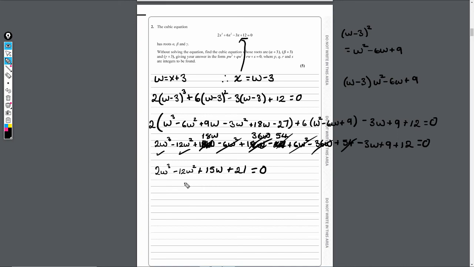And this now is the cubic equation with these roots. So if I write what my p, q, r and s are, p would just be equal to 2. Q is equal to minus 12. R will be equal to 15. And my s is equal to 21. And there we have it, that's question 2, fully complete.